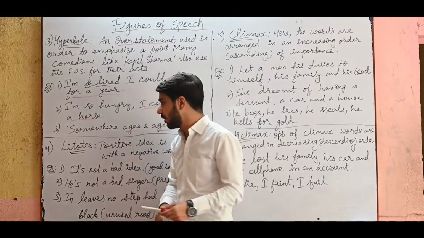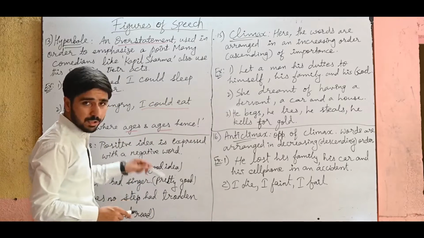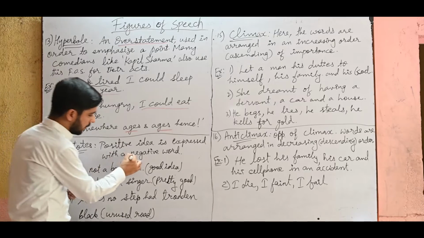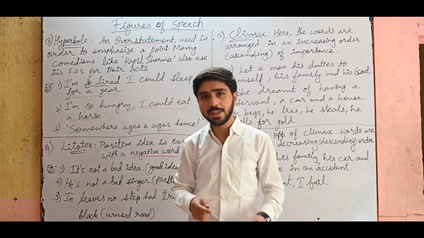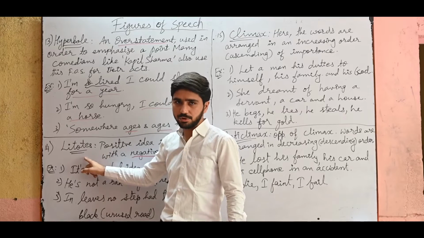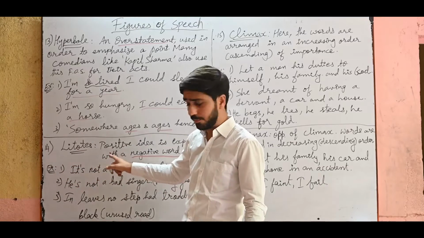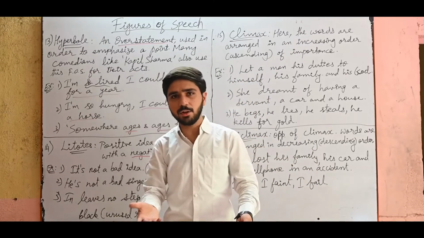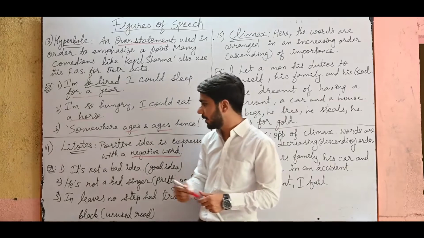Next, litotes. Now this is very easy to find out in the MCQs. See, litotes: a positive idea is expressed with a negative word. Remember this. Whenever you see any negative word, for example, not, in a sentence, you have to understand that litotes is used in that, and this figure of speech is asked frequently in exams. See, a positive idea is expressed with a negative word. You want to say something positive, but you use a negative word to describe your idea. That is called litotes.